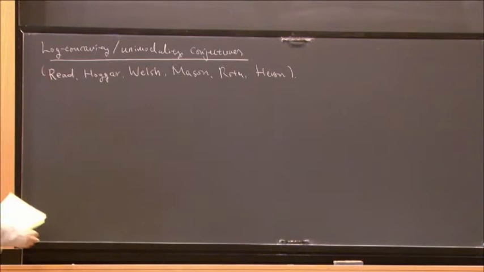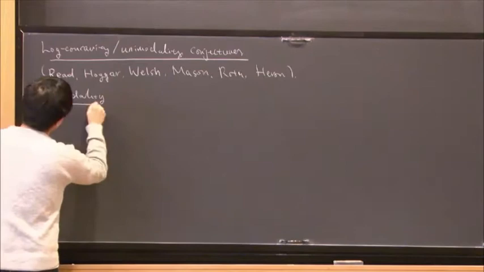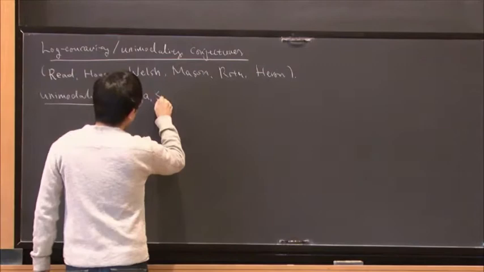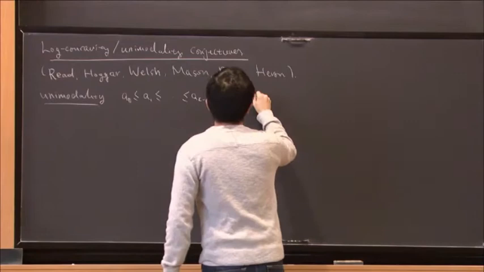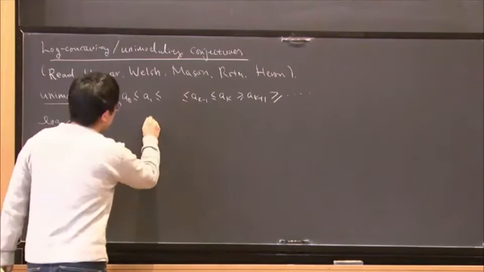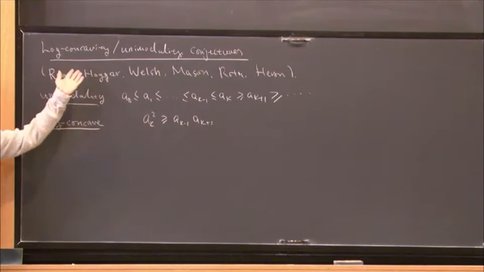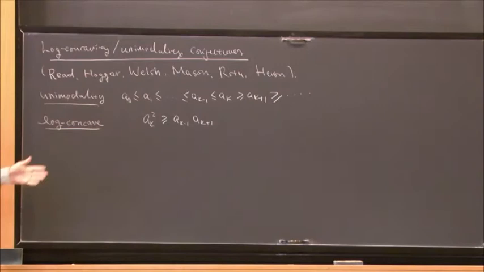So all these conjectures assert that a certain sequence arising from combinatorics is unimodal, meaning that your sequence is of the form increasing and then decreasing for some k, or log-concave. This means that a_k squared is greater than or equal to a_{k-1} a_{k+1}. So in all the relevant situations, your sequence is in fact a sequence of positive integers, and in that case, log-concavity implies unimodality.